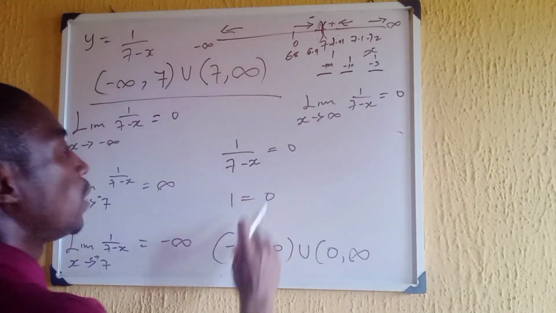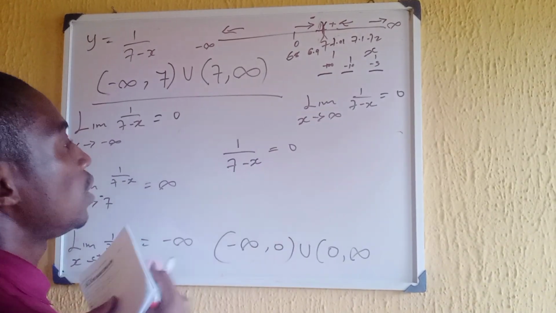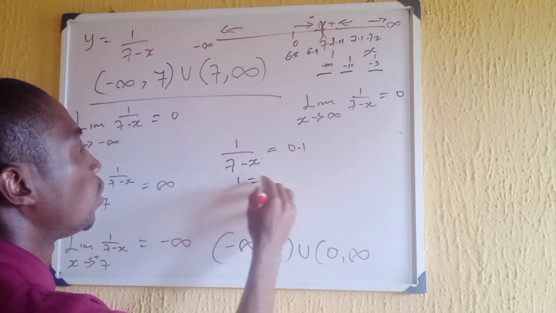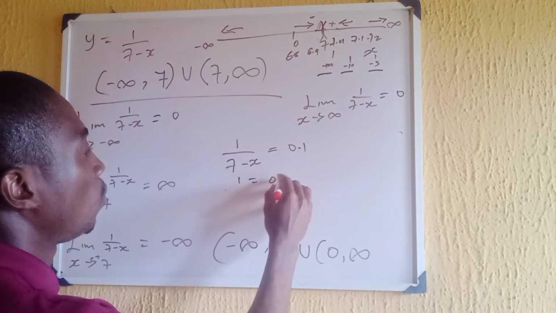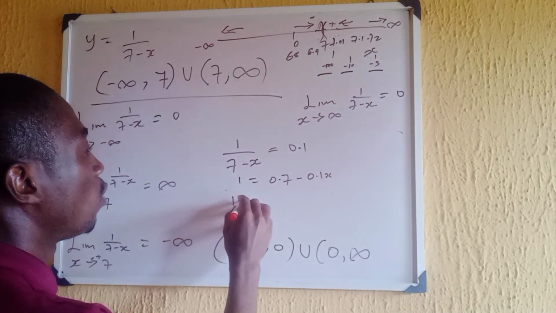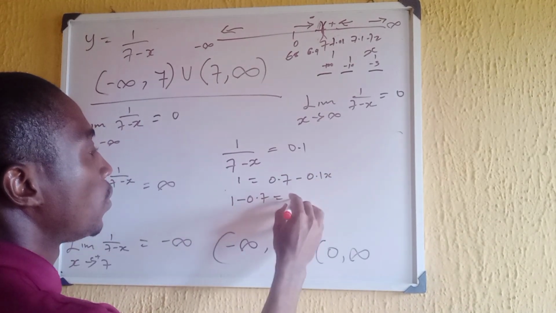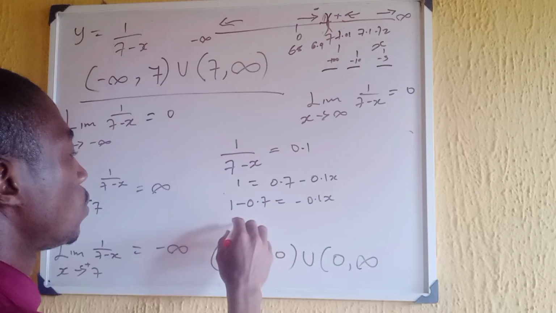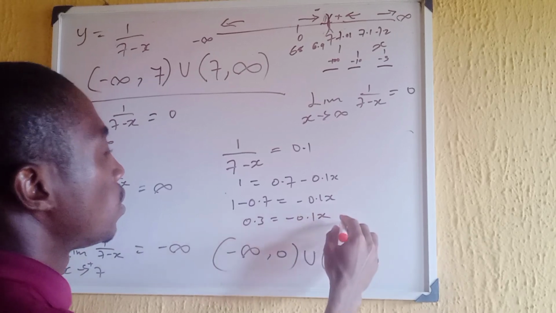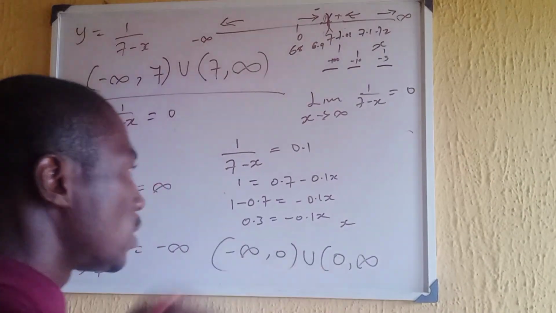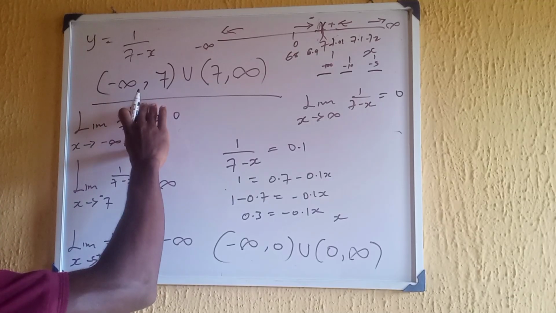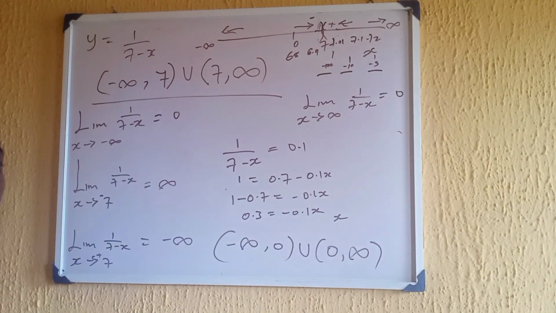If you pick another number, let's say 0.1, this is very close to 0. You'll be having 1 equal to 0.1 times 7 minus x. So you can see we have 1 minus 0.7 equals minus 0.1x. So we're having 0.3 equal to minus 0.1x. So x has a value, but in the first case, x does not have a value. So we've been able to get the range of 1 over 7 minus x.